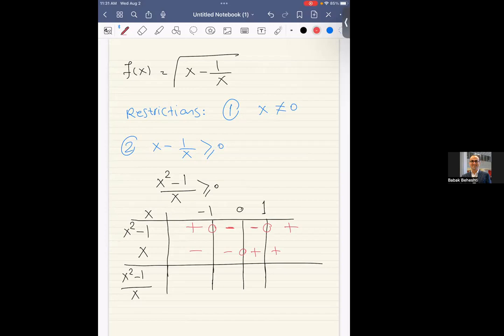Now, when you divide them, you have to be careful. First of all, the whole thing is 0 if x is -1 or 1. But what if x is equal to 0? What happens to this fraction? Doesn't work. Does not exist. So we usually put DNE for does not exist. So that means this expression does not exist when x equals 0.